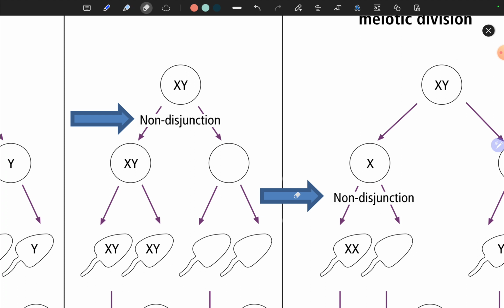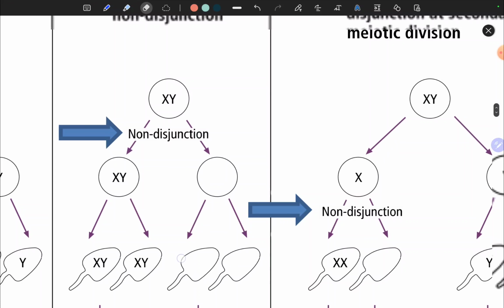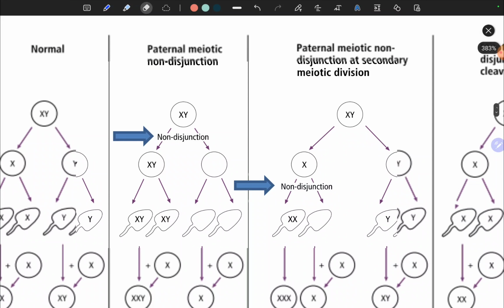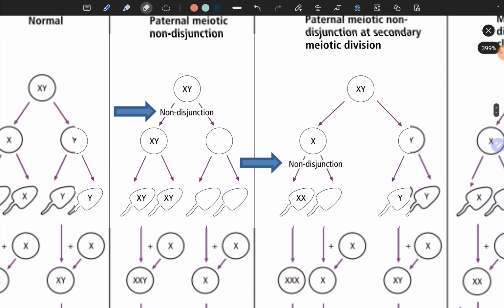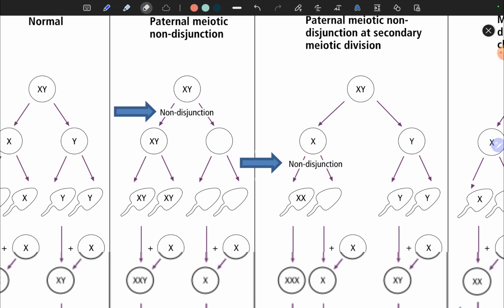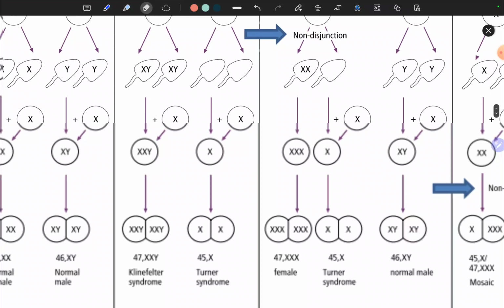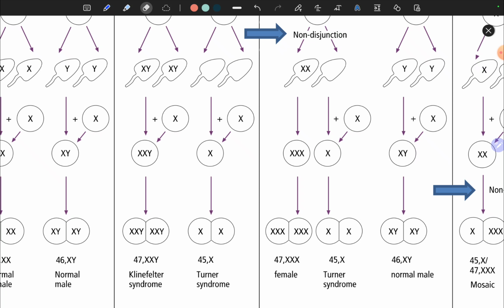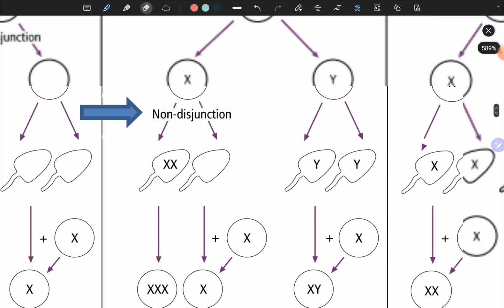So this is for the second chromosome. Each of them will give a sperm, and this is about the sex chromosome. So when they fertilize the eggs, it will result in conditions such as Klinefelter and Turner syndrome, because some of them are empty and some of them contain two sex chromosomes. So depending on the area of the non-disjunction, they will appear at a later stage.